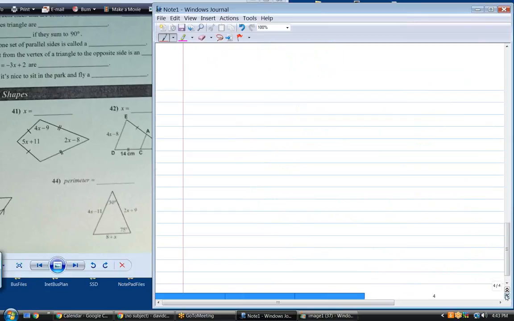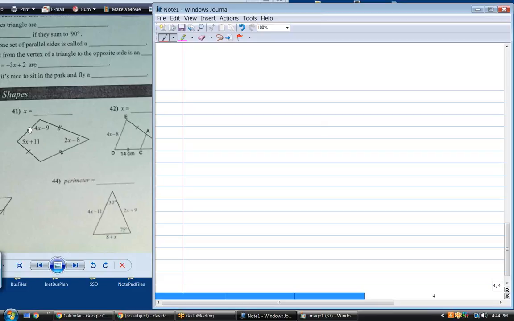41. What kind of figure is this? For 41, it's a quadrilateral. It is a quadrilateral, but it's a special kind of quadrilateral. What kind? What's it look like? Put a tail on it. Okay. A kite, yeah. It's a kite. Diamonds look like diamonds. But if it looks like a kite, it's probably a kite.